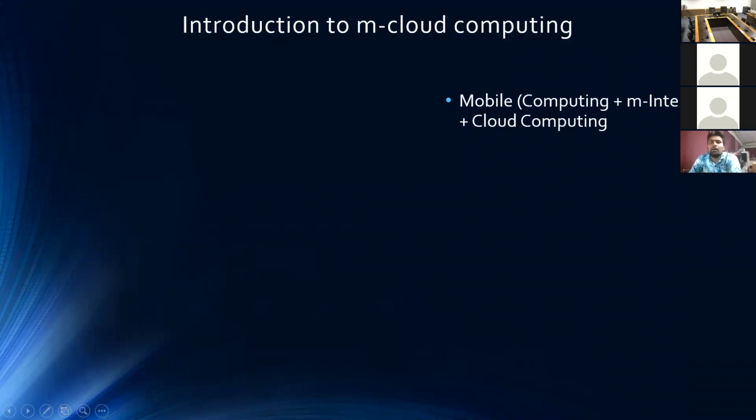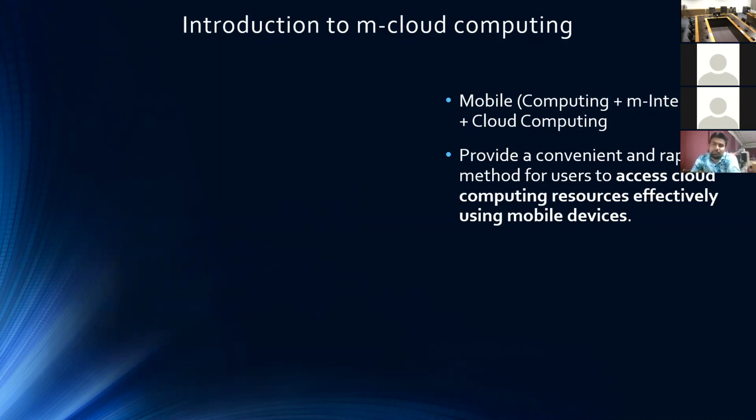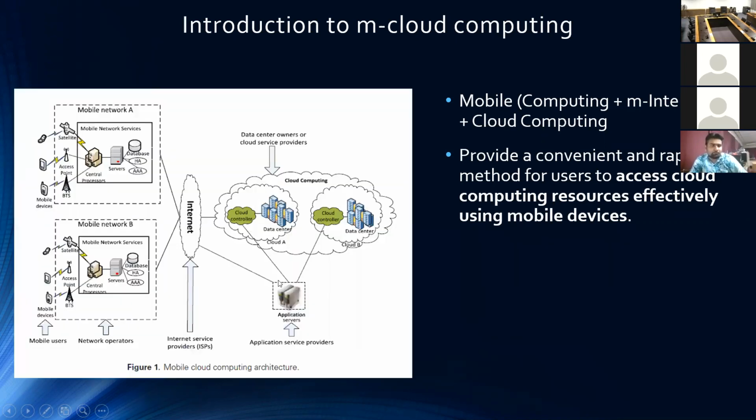Basically, mobile cloud computing is a combination of mobile computing and mobile internet together with cloud computing. You would already know about cloud computing. The difference is that the devices using the services are mobile devices. It provides a convenient and rapid method for users to access cloud computing resources effectively using mobile devices. I've just got a screenshot for you.